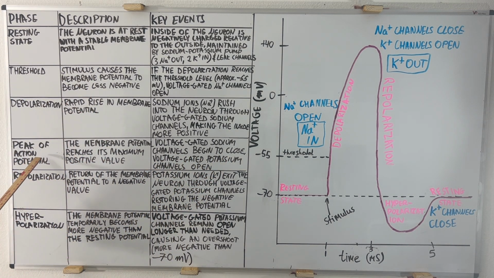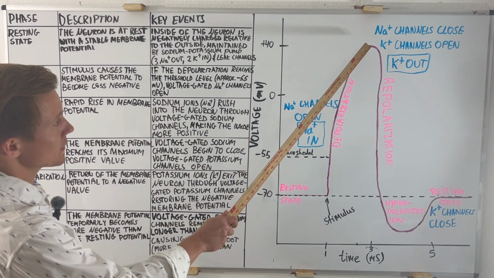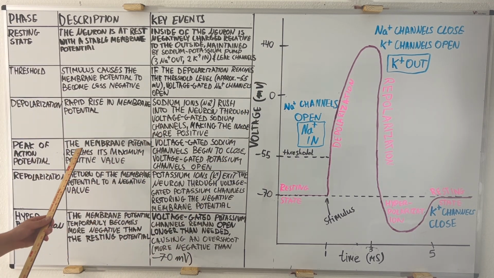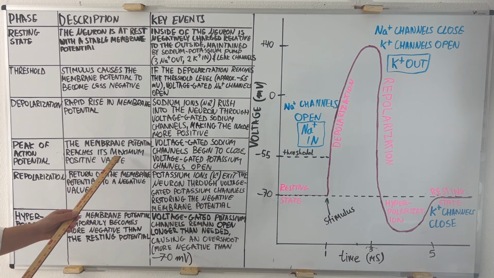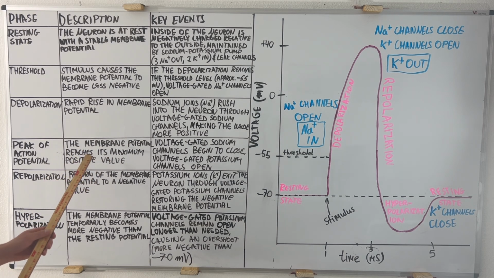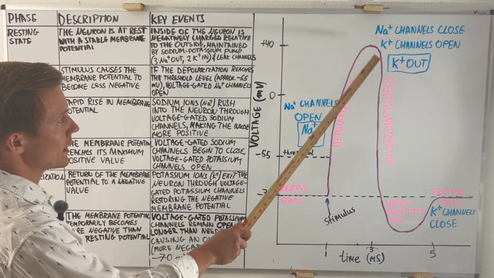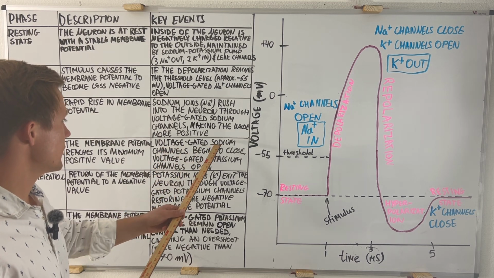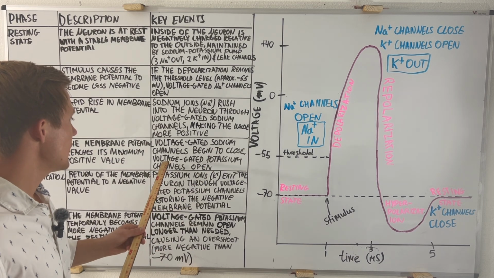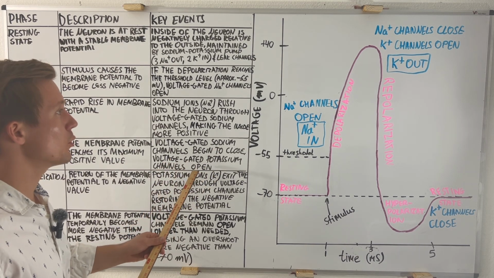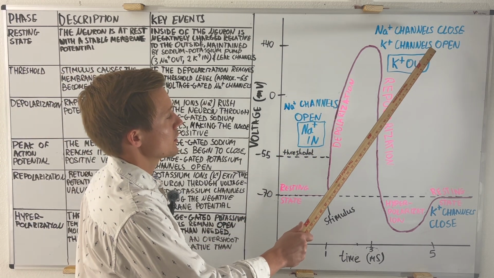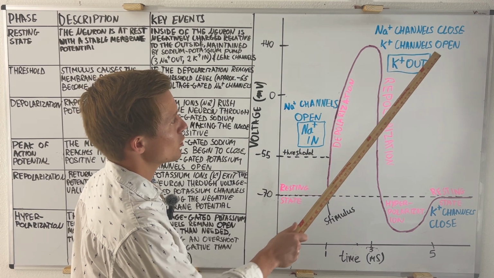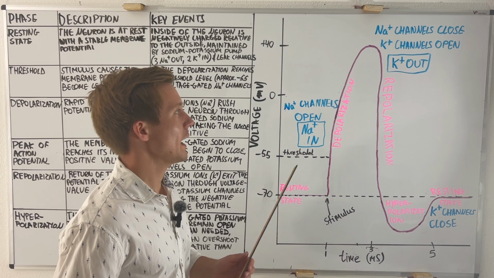Next, we have the peak of the action potential, which is right here at the very top, corresponding to the +40 millivolt mark. The membrane potential reaches its maximum positive value. And indeed, we can also see that's true. It's the highest point in the graph. Voltage-gated sodium channels begin to close, and voltage-gated potassium channels open. And so this is depicted here, where we see sodium channels close, potassium channels open, and potassium rushes out of the neuron.